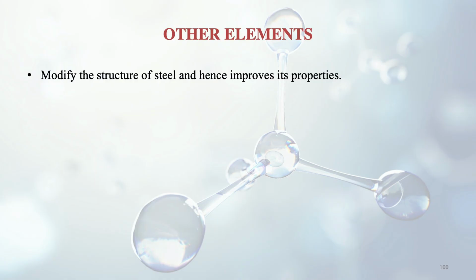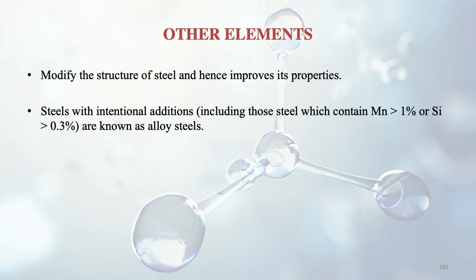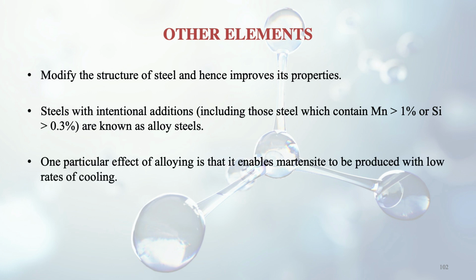So other elements are also there, some prominent ones we discussed earlier. What will they do? They will modify the structure of steel and improve the properties. Steels with intentional additions, including those steels which contain manganese more than 1% or silicon more than 0.3%, are known as alloy steels. One particular effect of alloying is that it enables martensite to be produced with low rates of cooling.